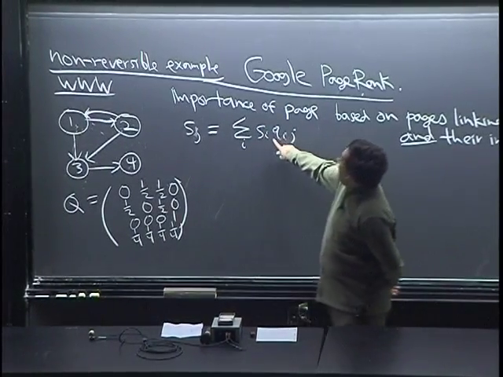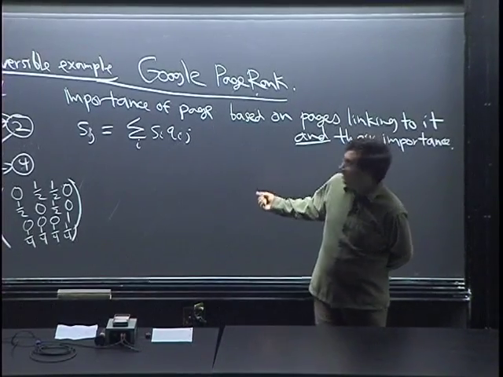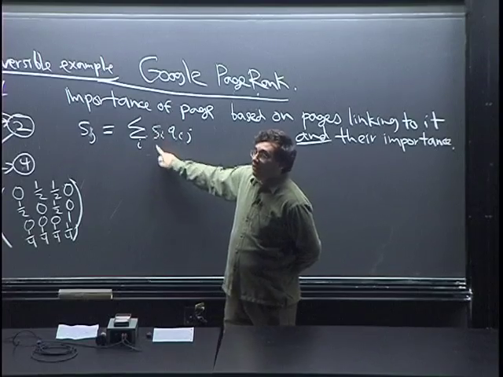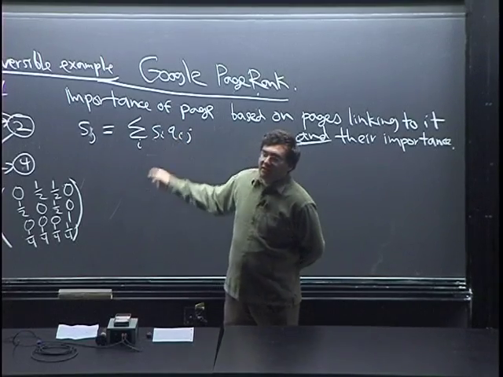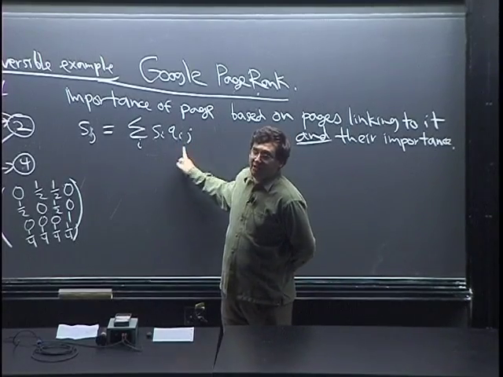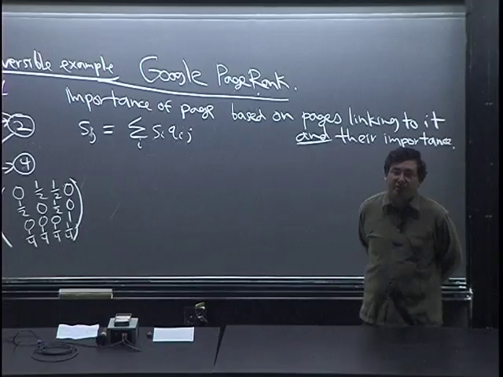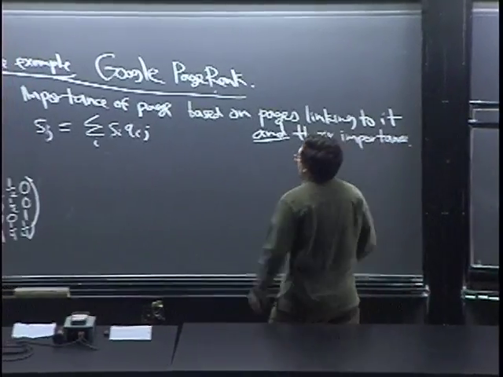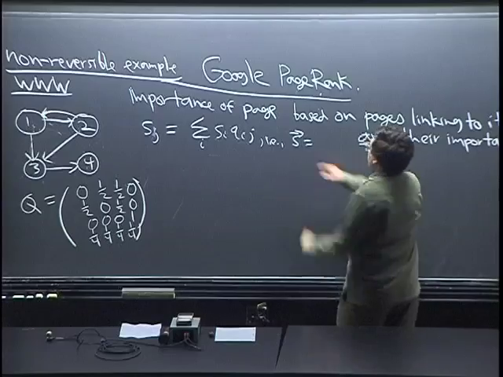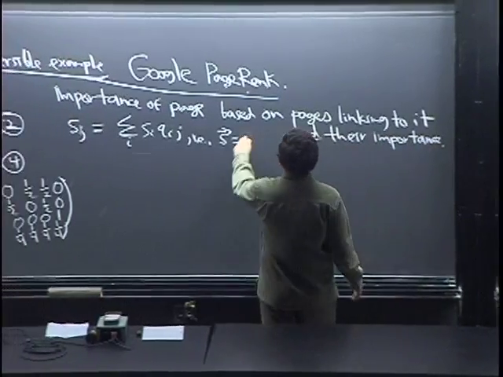Okay, so then this equation should make some sense, right? It's just saying the importance is based on the importance of the pages that link to it. Qij is 0 unless there's actually a link from i to j. So you're only adding up the terms where there actually is a link, and then the Qij's may not all be equal because of this dilution thing. All right, so in matrix notation, that just says that S, the vector of all the page ranks, is equal to S times Q.